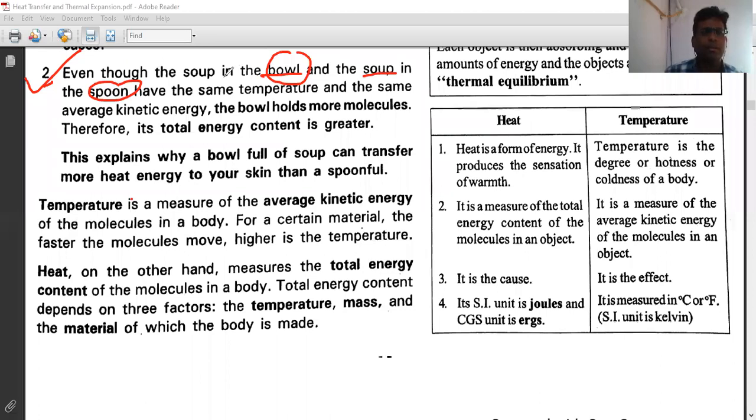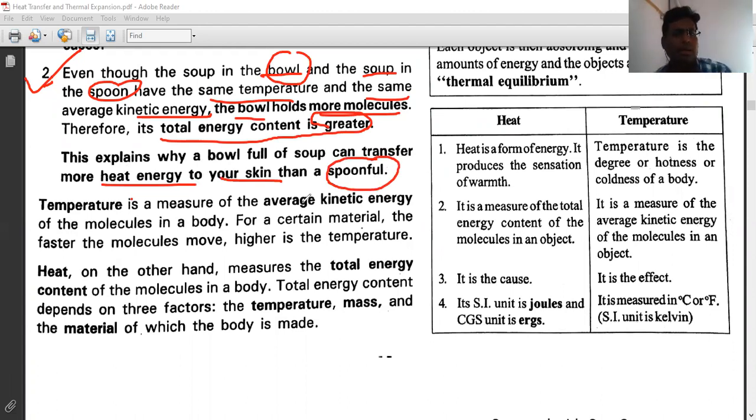Look at the second point. Even though the soup in the bowl and the soup in the spoon have the same temperature, the same average kinetic energy, the bowl holds more molecules. Therefore, the total energy content is more. This explains why a bowl full of soup can transfer more heat energy to your skin than a spoonful. Temperature is the measure of average kinetic energy of the molecules in the body.